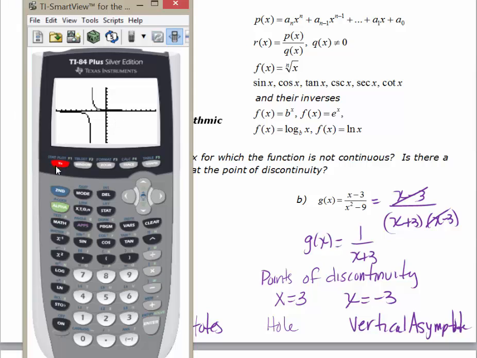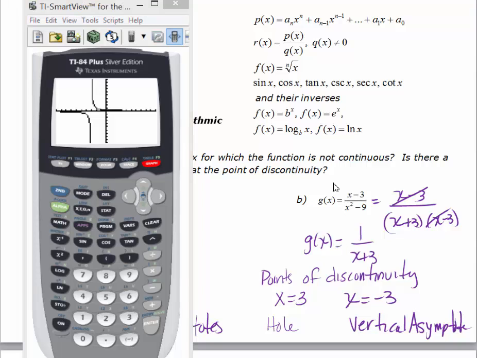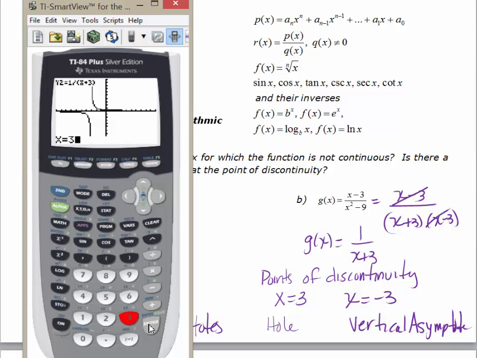So now I want to graph y equals 1 over x plus 3, and I'm going to turn this one on by highlighting the equal sign. I'm going to turn off the original, and graph just the second function here. Now that looks almost exactly the same as the original function, but this time when I trace on 3, I get a y value. That's actually the value of 1/6 if I put 3 in here.